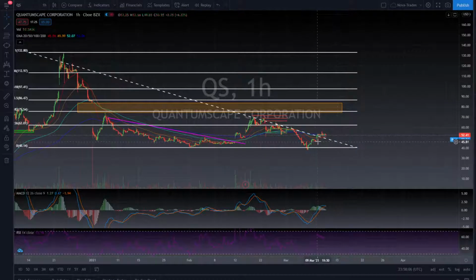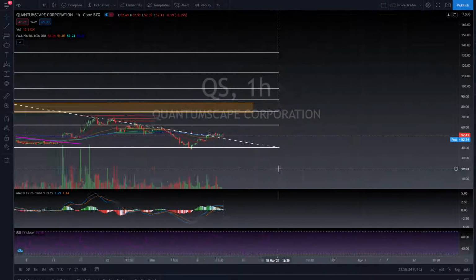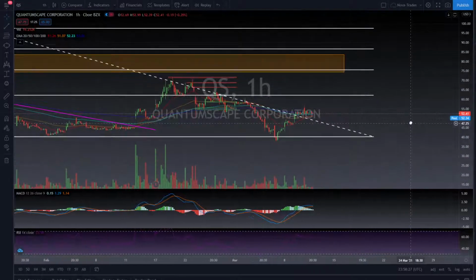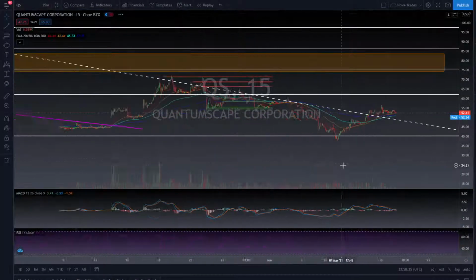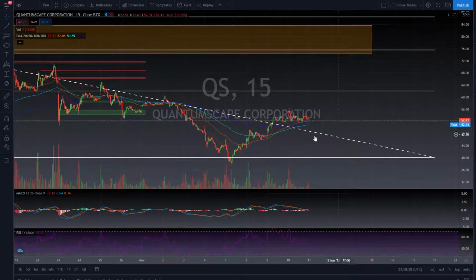So the thing I like on QuantumScape right now is how the 20 EMA is starting to slowly cross back above the 50 and the 100 and the 200 EMA. That does look pretty decent. We did have a good consolidation phase today. That may be a head and shoulders pattern though on the lower time frame, which it is sort of looking like, but it did hold this EMA.